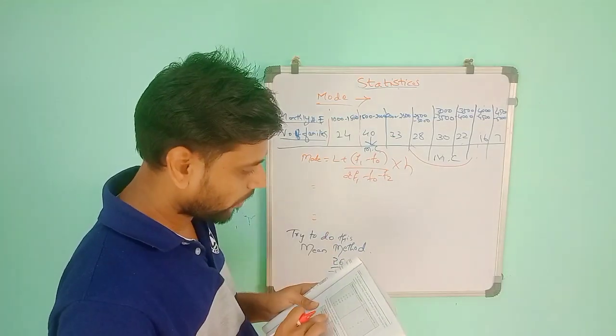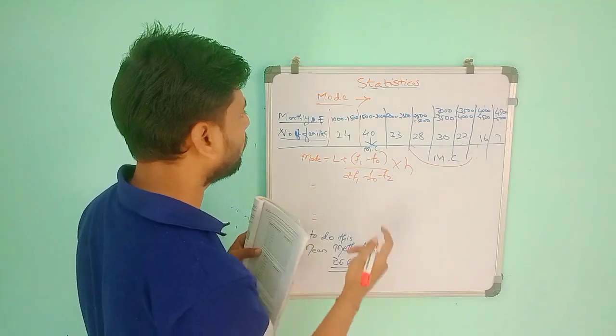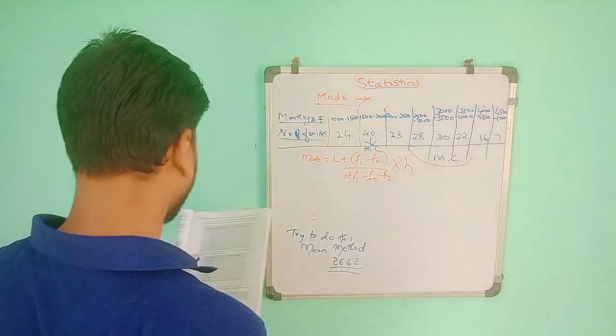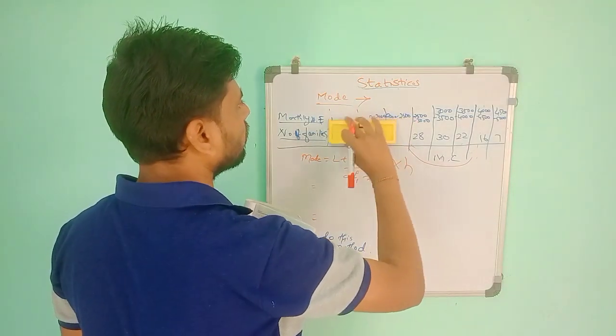Then we have to find out the mode. So for mode, this formula will be the same. Only you have to change the values. So here they have given 15 to 20.